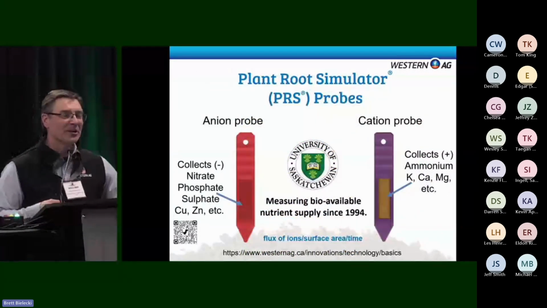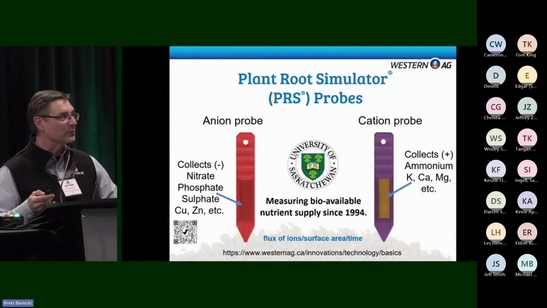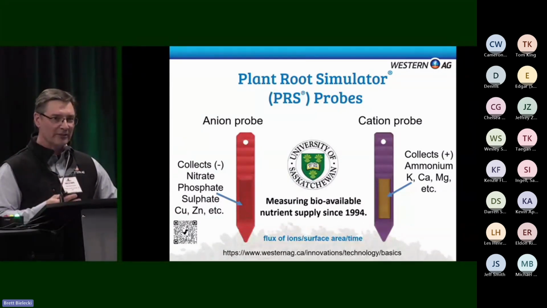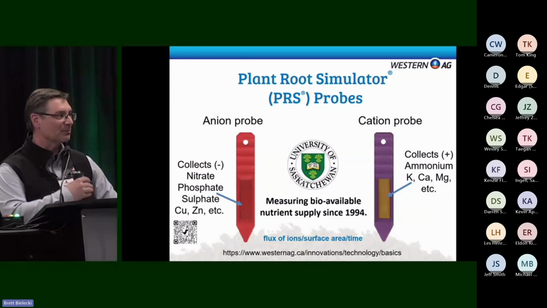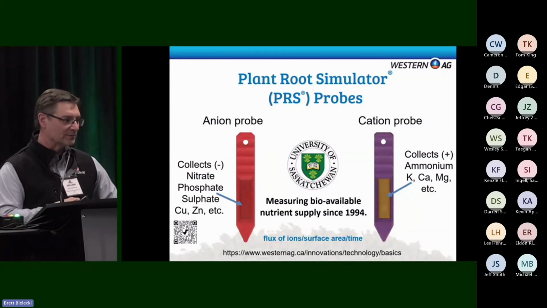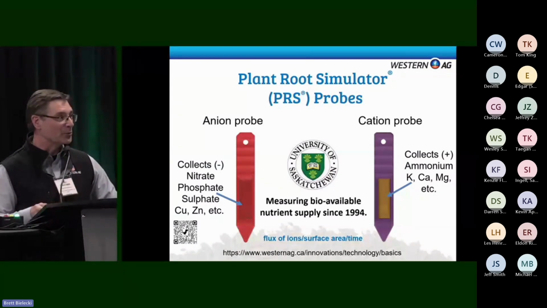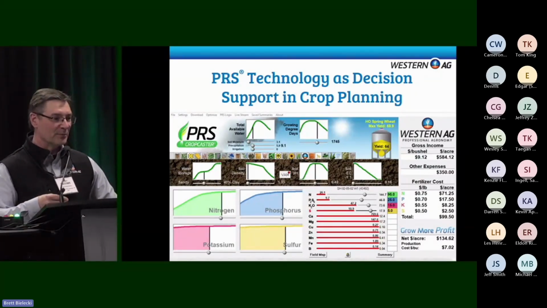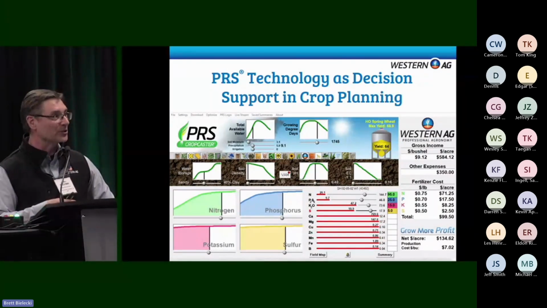The analysis that Western Ag uses is the PRS probes, plant root simulator probes, an ion exchange resin membrane. When placed in the soil, it measures bioavailable nutrient supply as a supply rate over time. For consulting purposes to farmers, we collect soil samples, bring those samples into the lab, and the probes are put in under standardized conditions of time, temperature, and moisture. And then that data gets interpreted by our crop simulation model, the PRS Cropcaster, that allows a farmer to enhance his decisions, looking at different cropping scenarios based on moisture or growing degree heat or economic scenarios, looking at nitrogen.